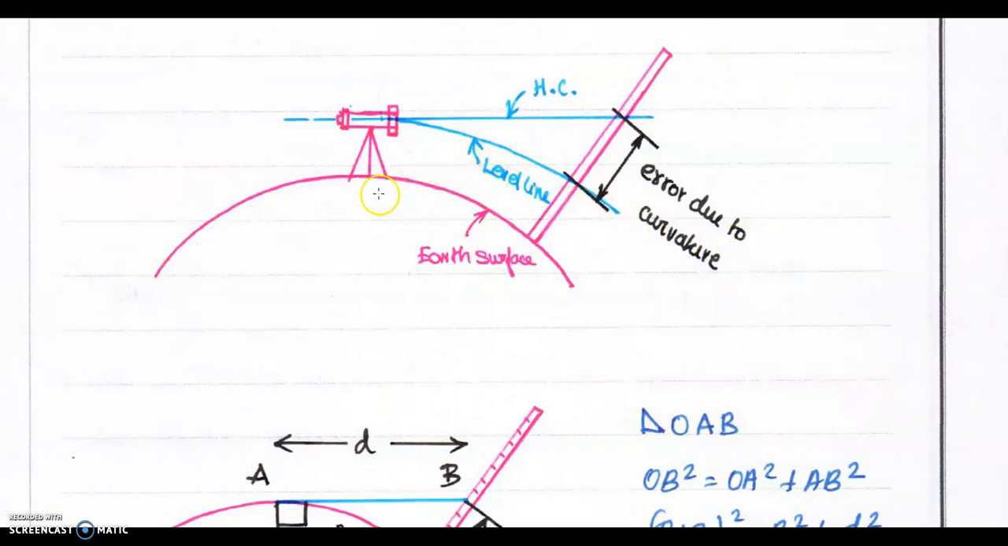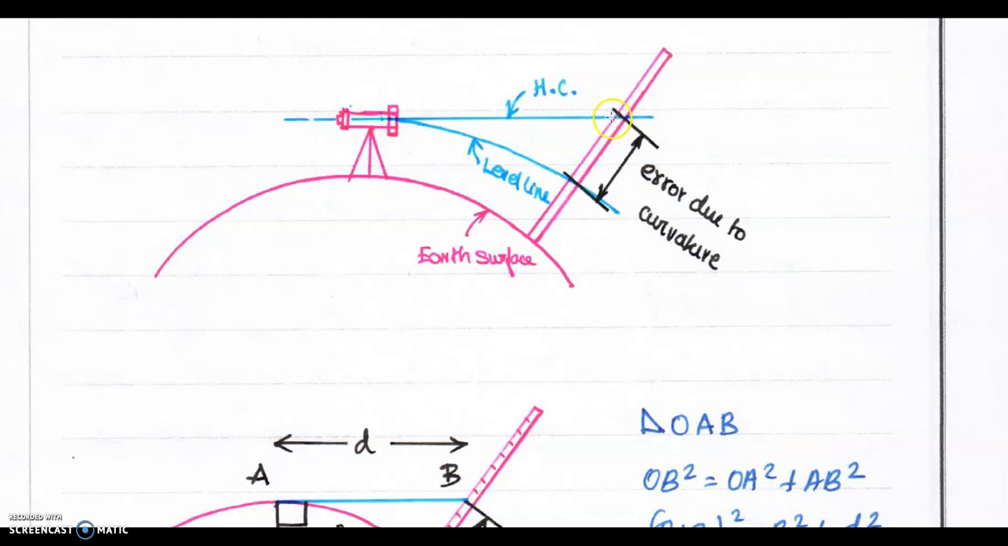So this is the earth level surface. This is the earth surface. This is our assumed level surface, but our line of sight is always perfectly horizontal. Actually our line of sight should touch the level here, but it is not perfectly horizontal. We are assuming that it will go straight. Hence, this is the error due to curvature.